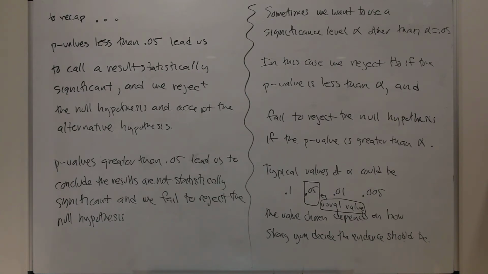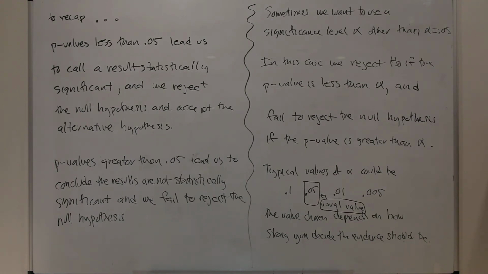P-values less than 0.05 lead us to call a result statistically significant, and we reject the null hypothesis and accept the alternative hypothesis. P-values greater than 0.05 lead us to conclude the results are not statistically significant, and we fail to reject the null hypothesis.